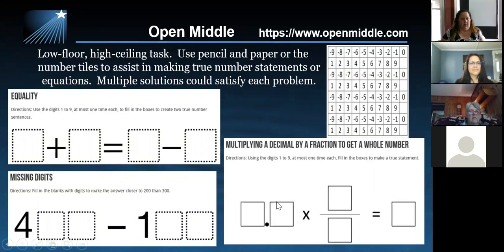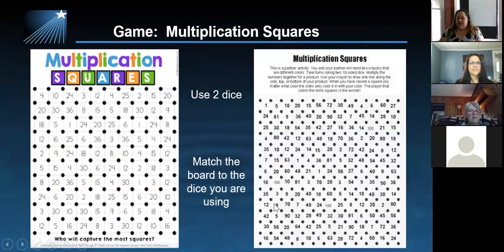All right, we're going to move on to our first game, which is called multiplication squares. And sorry, I took a snapshot of these, and as I blew them up, they got a little fuzzy.